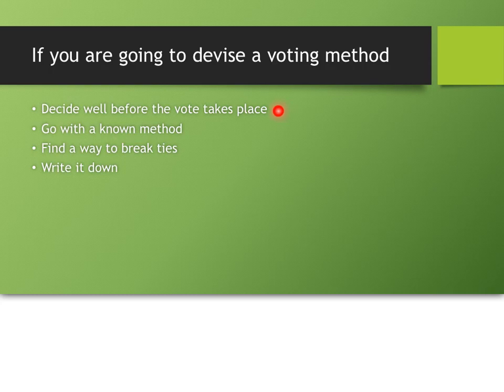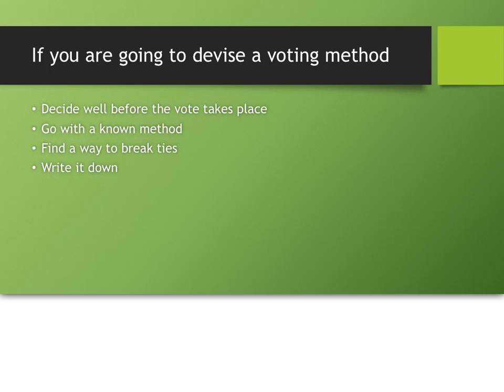Because if you try to take the vote and then devise the system, it's going to make people a little angry, right? If their candidate could have won in another system. So decide well beforehand what system you're going to use, and stick to it. And make sure that every one of the voters and every one of the candidates knows what system you're using. Okay? Also, don't try to devise your own method. Go with something that has already been devised. Go with a known method, a recognizable method.